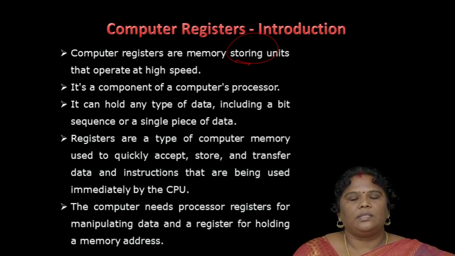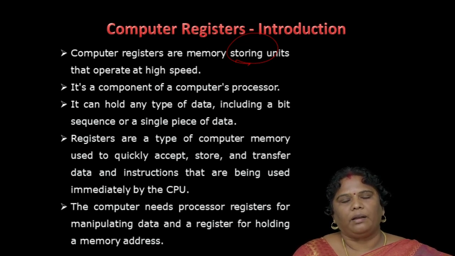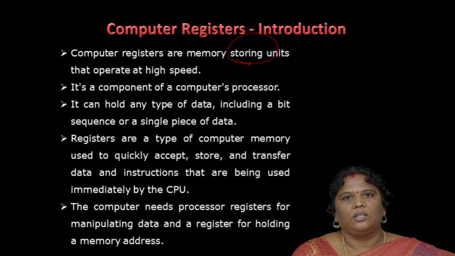Computer registers are a memory storage unit used for storing data, and they operate at a higher speed. A register is a component of the computer CPU processor, one of its important components. It can hold any type of data, that is, data in the form of a single bit, or a sequence of data, the zeros and ones, a continuation of bits.